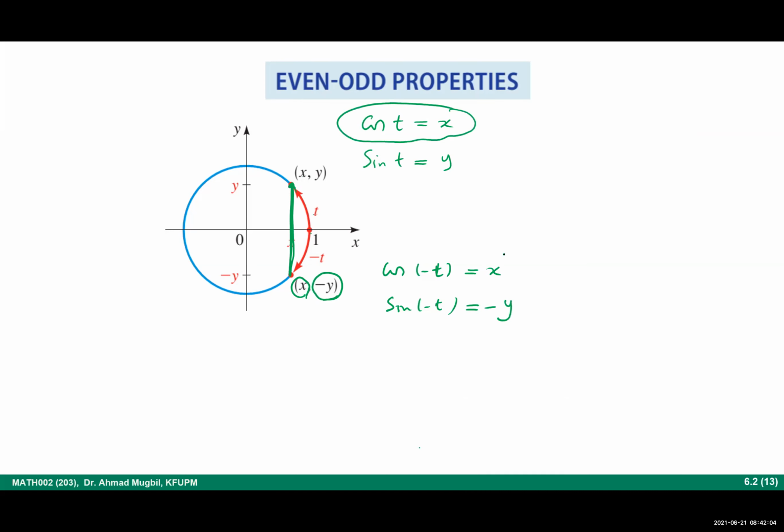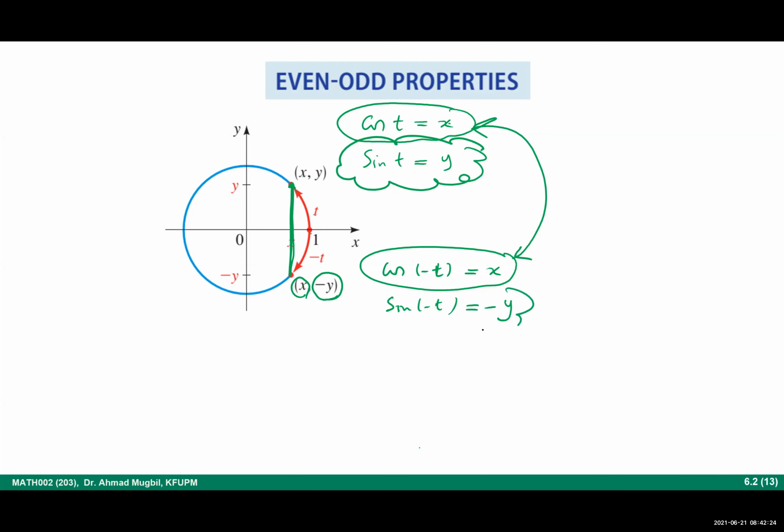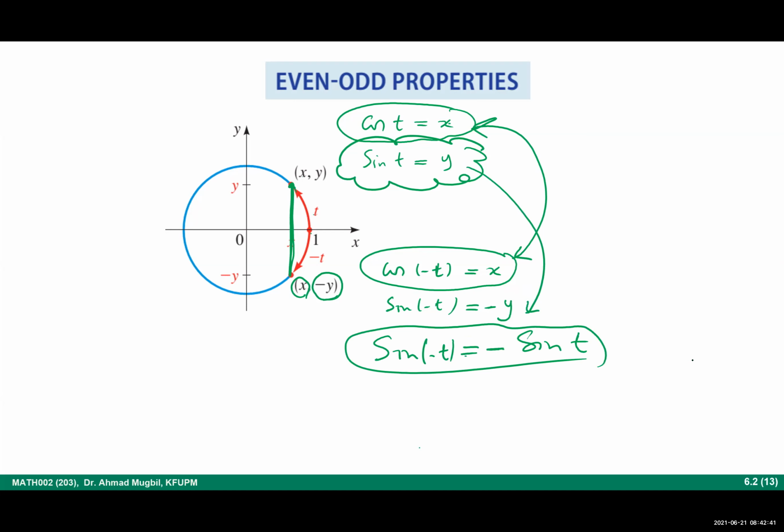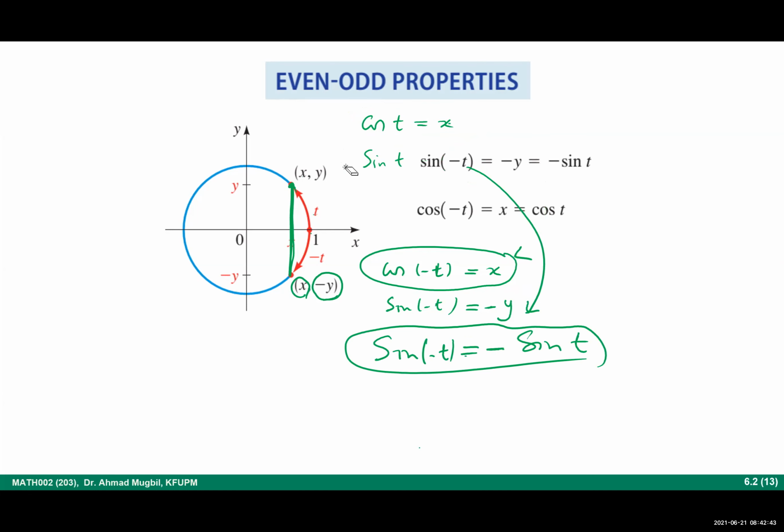What do we conclude from here? That cosine t is equal to cosine negative t. Both of them are equal to x. And from the remaining part, sine t equals y, then sine negative t equals negative y. What is y from here? Y is sine t. So we can say that sine negative t equals negative sine t. This means that sine is of course an odd function. This is to show you why it is odd.